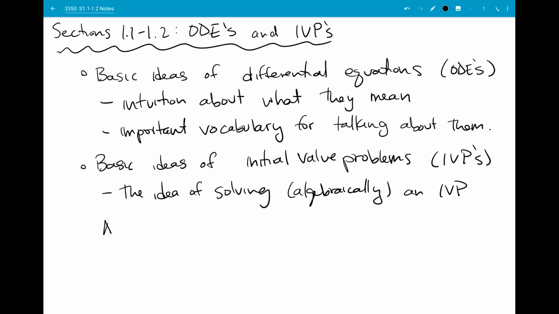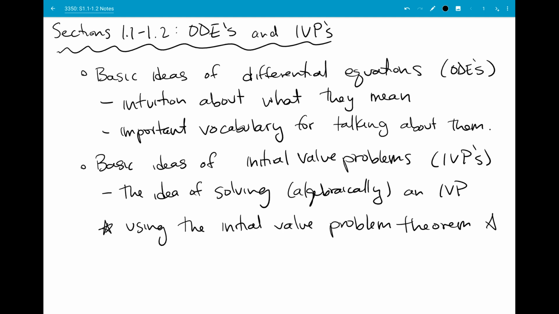And then, I think the hardest thing we're going to do in this section is going to be using the initial value problem theorem. So it's not super tricky, but it comes up again later in class. And the notation, I think, can throw people off a little bit. So I would say that if there's something to watch for in this section, it's going to be that.